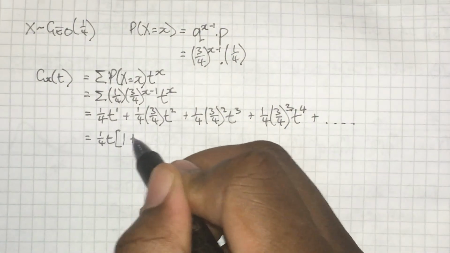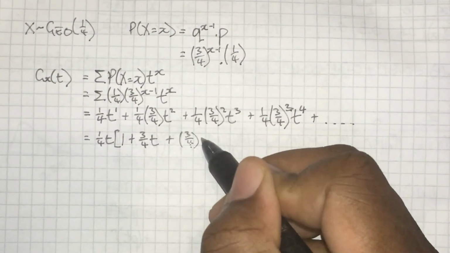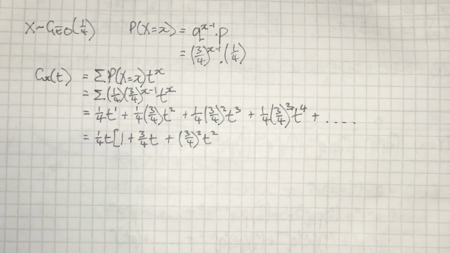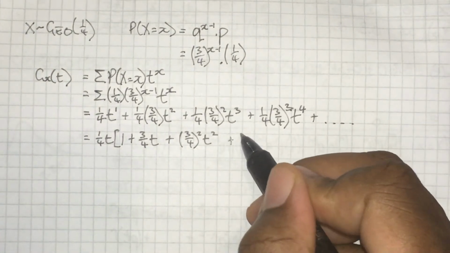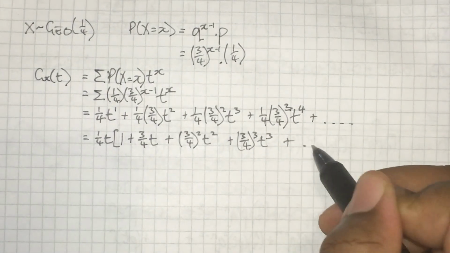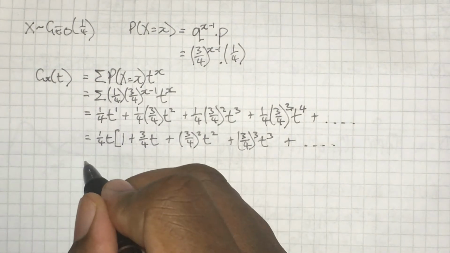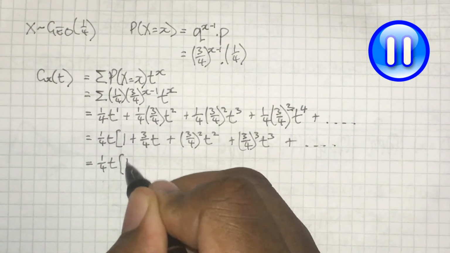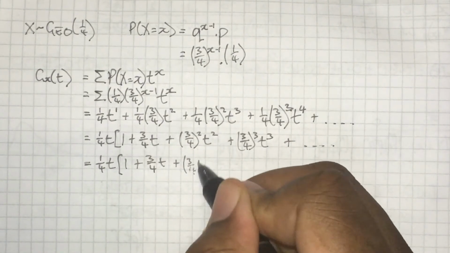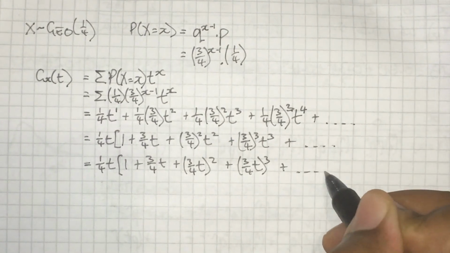And that leaves me with 1 plus 3/4 of t plus 3/4 squared t squared plus 3/4 cubed t cubed, etc. So I hope you can start to recognize what might be happening here. I'm just going to take another line just to combine the 3/4 and the t, since I recognize they always have the same power. So I'm just going to write them together in a bracket. So 3/4 t, 3/4 t squared, 3/4 t cubed, etc.